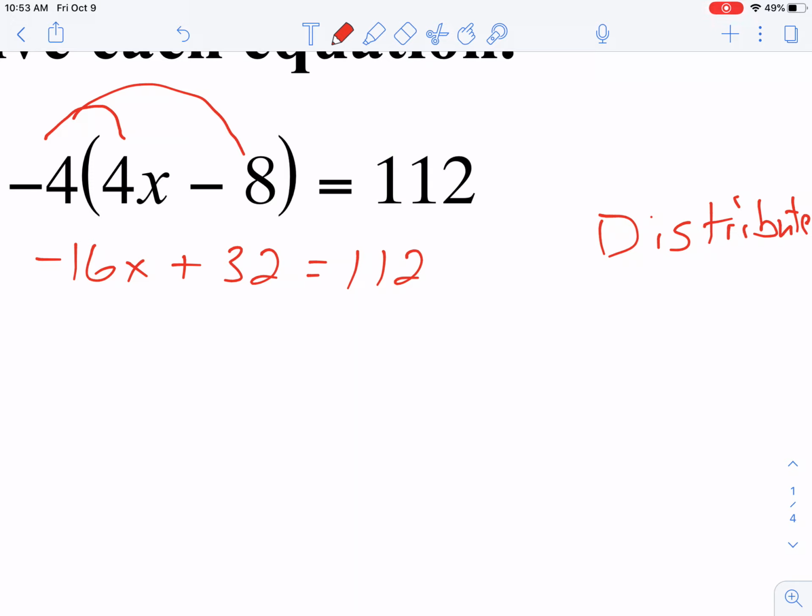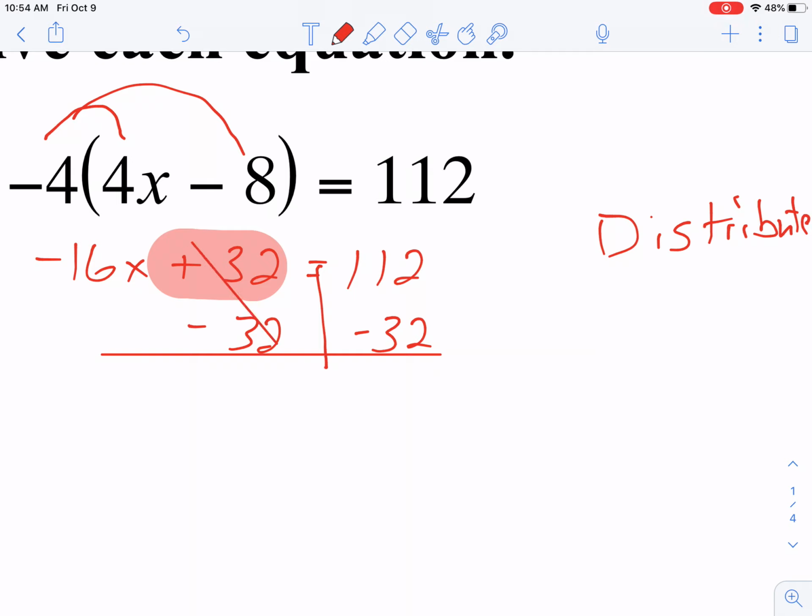And so now we've got to solve negative 16x plus 32 equals 112. And keep in mind you can use Desmos Scientific Calculator. So the first step for me is going to be to get rid of this plus 32 now. So I'm going to minus 32 from both sides of the equal sign. And so what happens is these cancel out. Negative 16x drops down. Equal sign drops down. 112 minus 32 is 80.